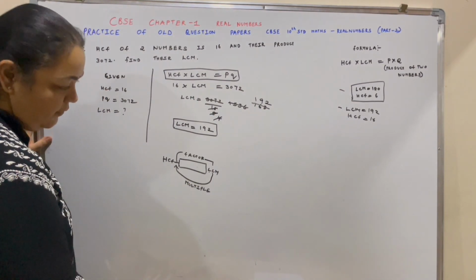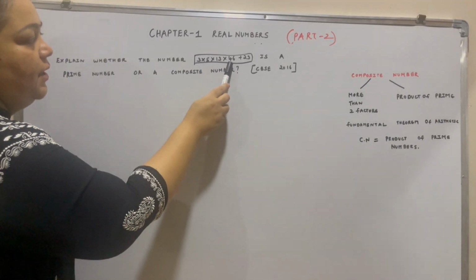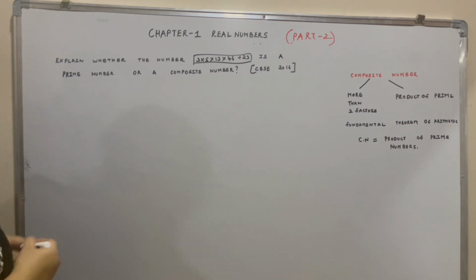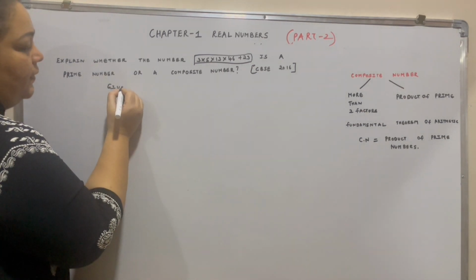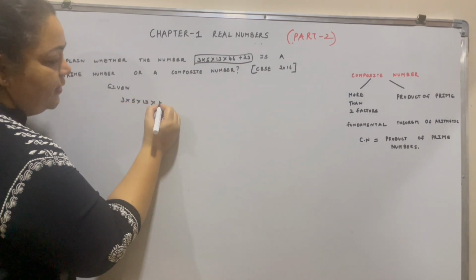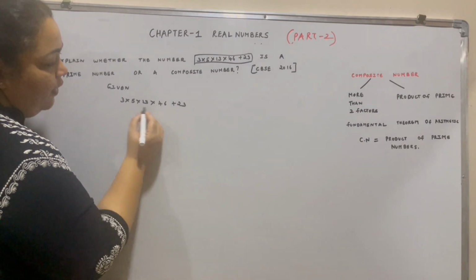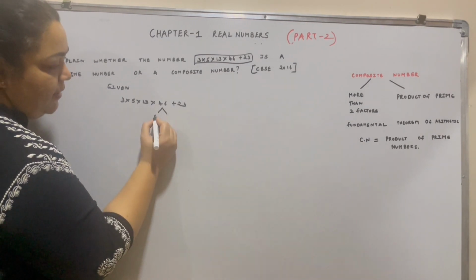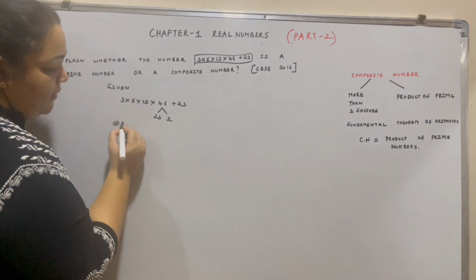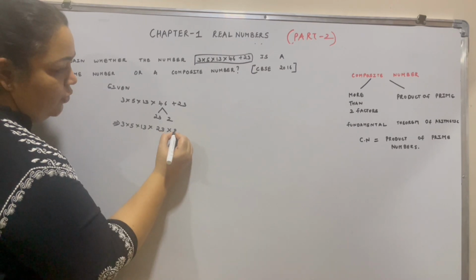Okay. Now the next question is: explain whether the number 3 into 5 into 13 into 46 plus 23 is a prime number or a composite number. What is the given question? 3 into 5 into 13 into 46 plus 23. We cannot take anything common directly. Can we split this as 23 into 2? 23 2s are 46. So we can write this as 3 into 5 into 13 into 23 into 2 plus 23.